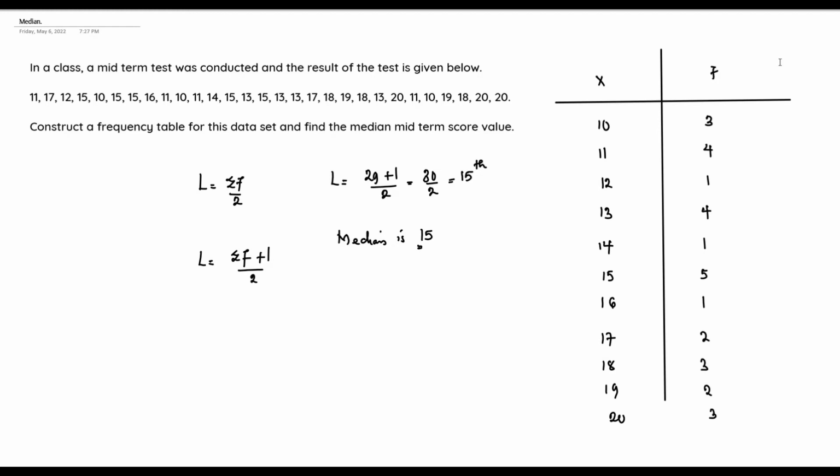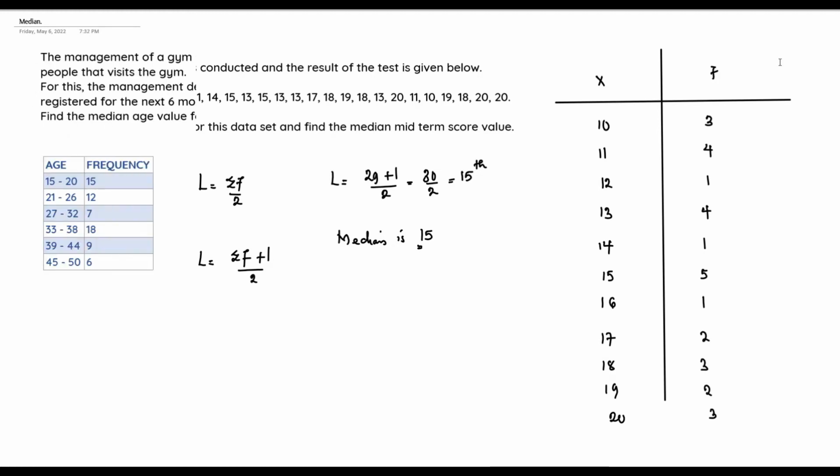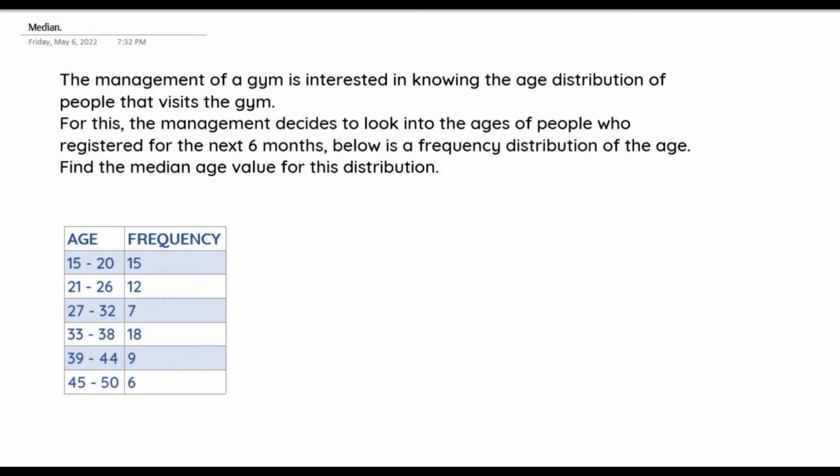So it's time for us to get the median of our data set when we group this data set based on class. So this question says that the management of a gym is interested in knowing the age distribution of people that visit the gym. So for this, the management decides to look into the ages of people who registered for the next 6 months. So below is a frequency distribution of the age. So we are supposed to find the median age value for this distribution.